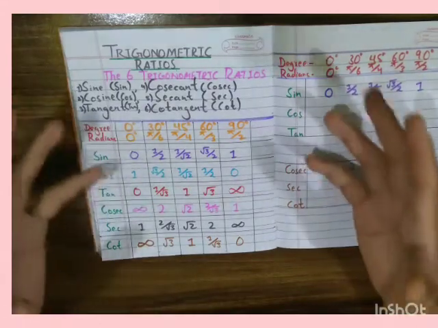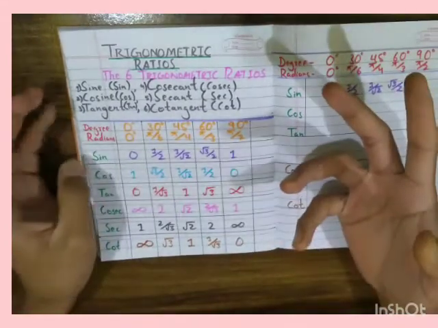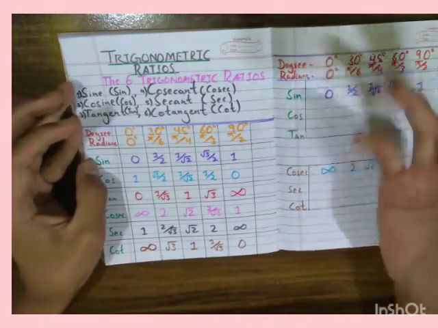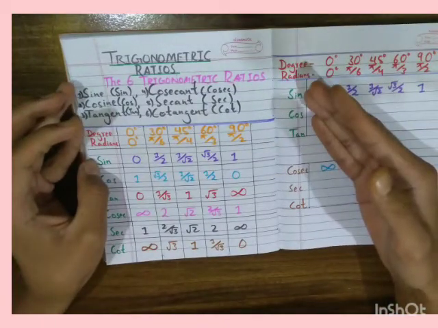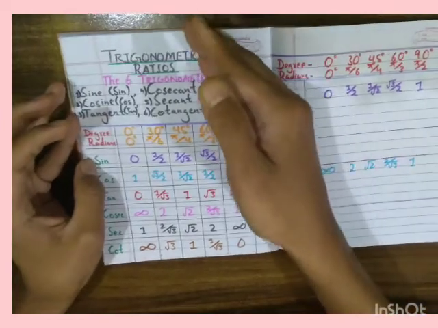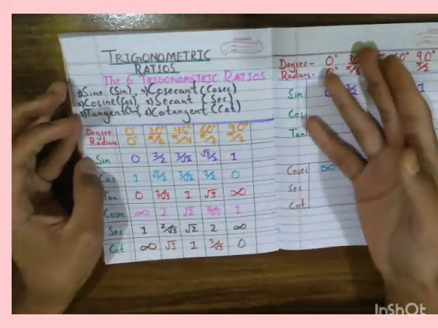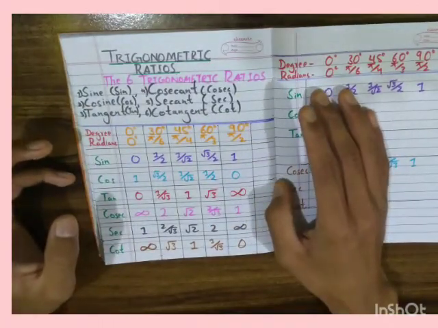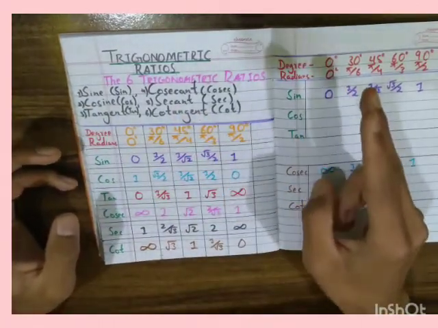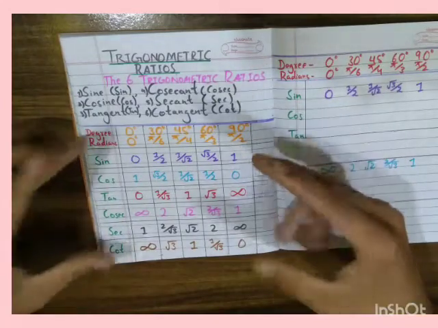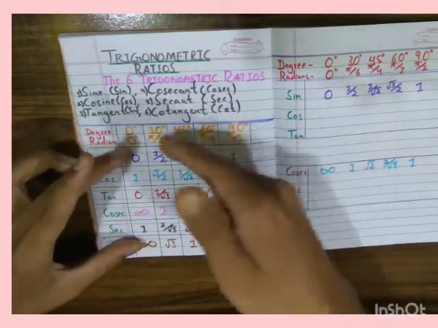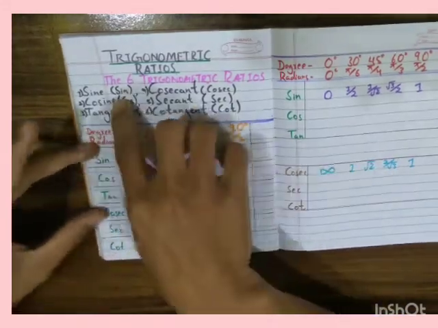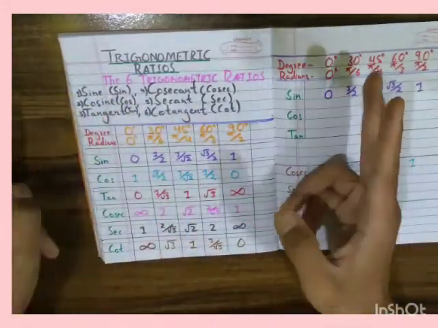Before beginning this video, for those who don't know what trigonometry is, it's a branch of mathematics. It deals with the measurements of three-sided figures. Today in this video I'm going to talk about the six different trigonometric ratios and how to memorize the values for the six trigonometric ratios for different angles. So there are six trigonometric ratios.